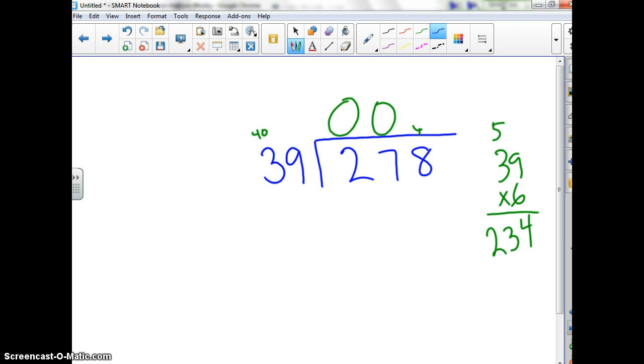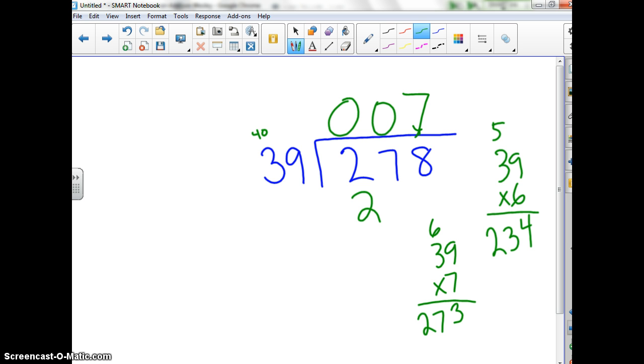So what should I try? Let's try it. Let's take 39 times 7. 63. 7 times 3 is 21 plus 6 more. Is that number going to fit underneath? Oh, much closer. 273 with the remainder of? With the remainder of 5.